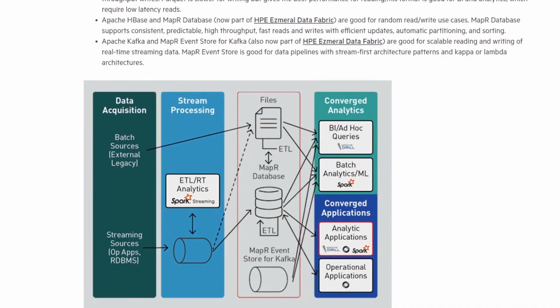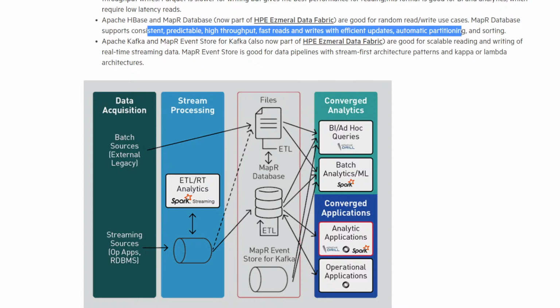So let's think about Apache HBase and MapR database. Those are good for random read write use cases. So if you suddenly have to read the 100th record, then update the 1 millionth record, so you want to do a random read write, use Apache HBase or MapR database. Those are good options. MapR supports consistent, predictable, high throughput, fast reads and writes, and efficient updates. It also has automatic partitioning and sorting.